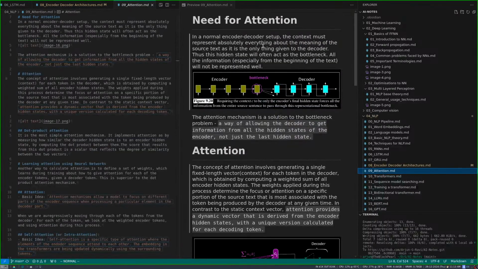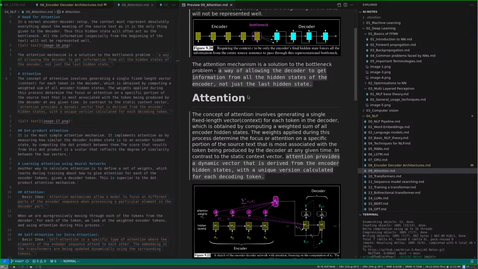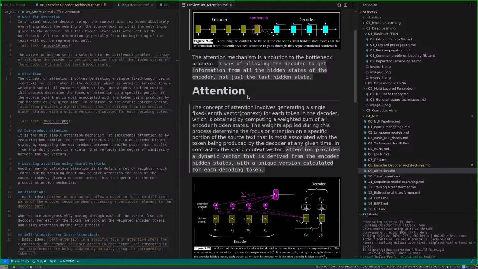Attention. In a normal encoder decoder setup, the context must represent absolutely everything about the meaning of the source text. Yeah, this will act as a bottleneck. We need a way of allowing the decoder to get information from the hidden states of the encoder, not just the last hidden state. We need to dynamically take in information from each of the input data. We have to devise a system which can do that, and that system is attention.